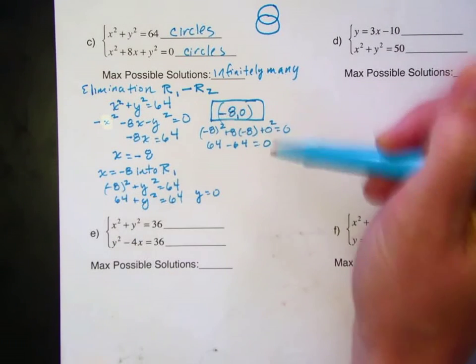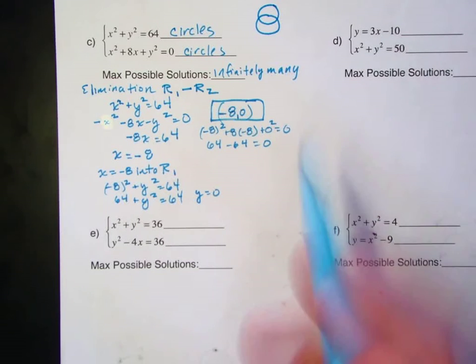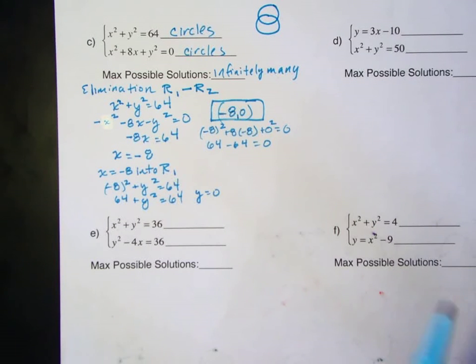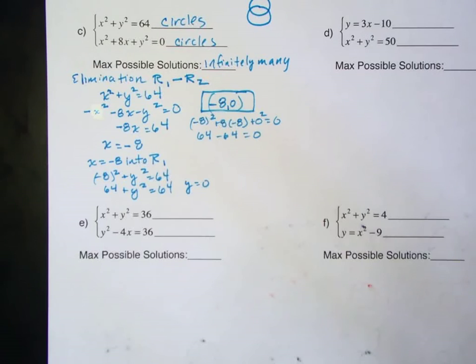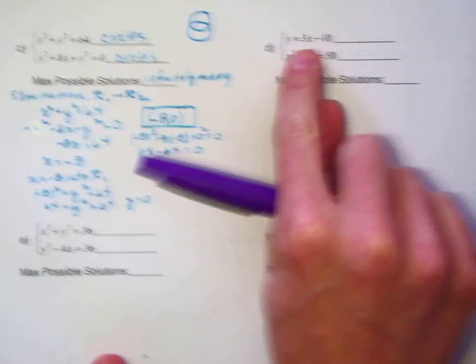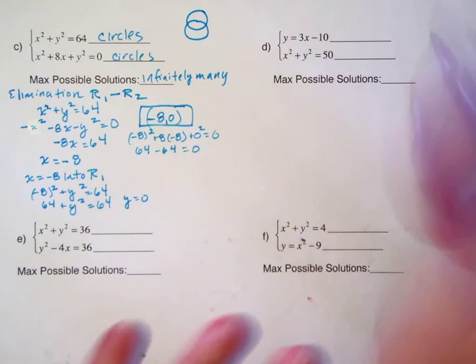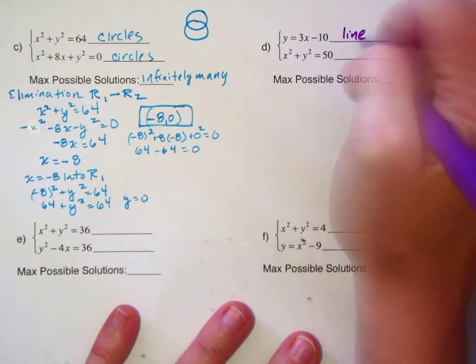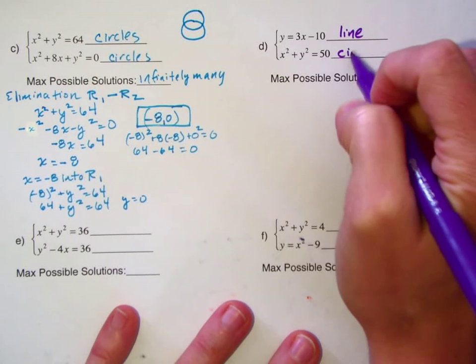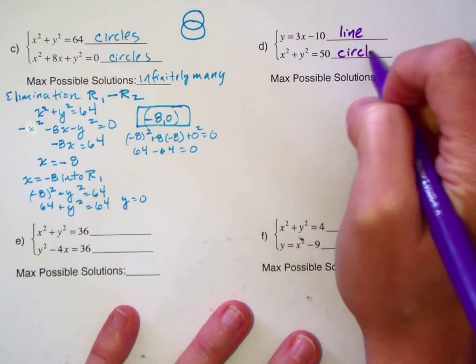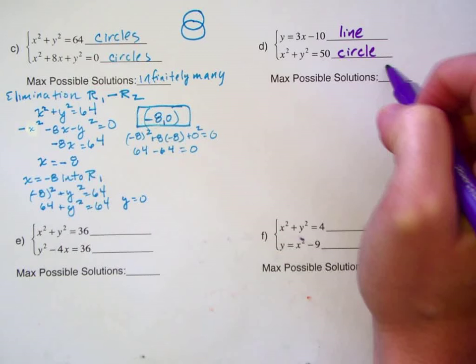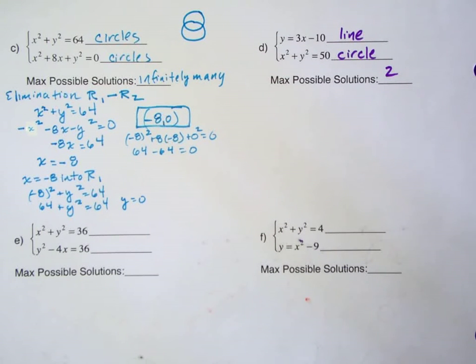A lot of you guys will do this in your head. That's fine. You don't have to write out the check. Everybody good? Okay. For D, what is the first part? This is a line. The second part? How many possible solutions? All right, 2. Okay. What do you guys want to do here?